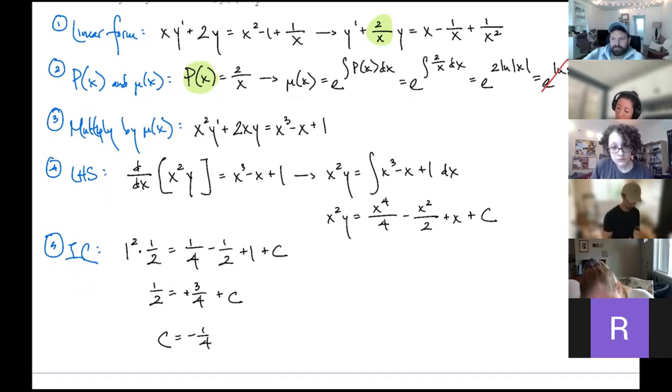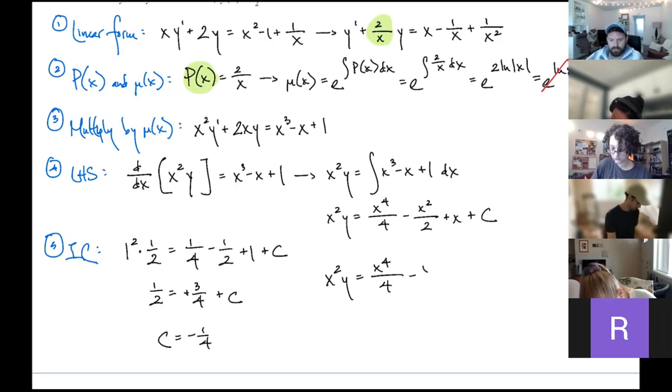This would be absolutely fine to leave in explicit form. It's also not too much harder to make it into an implicit. You would just divide by that x squared. So either way is okay here, but we'll just rewrite this all so that instead of a plus C at the end, we have a negative 1/4.